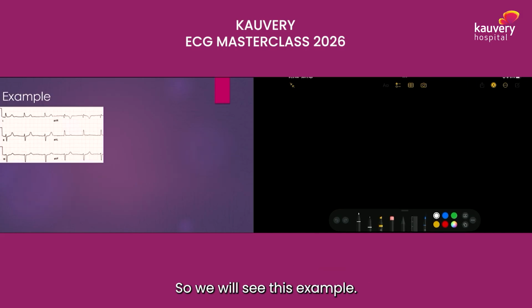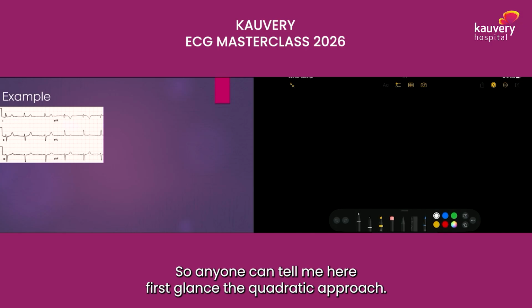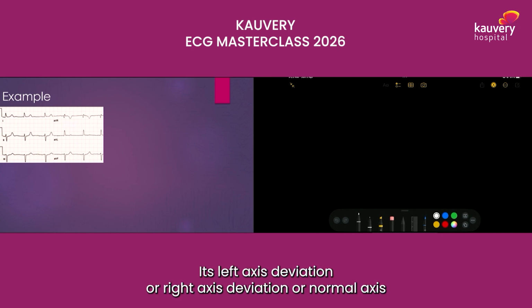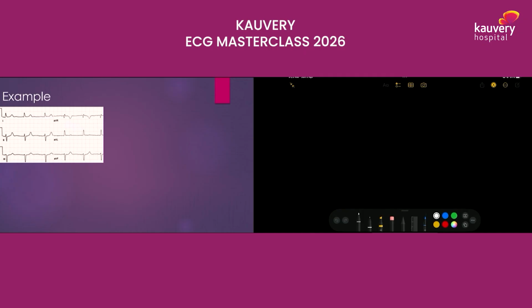So we'll see this example. Can anyone tell me, at first glance with the quadrantic approach, what is the axis? Is it left axis deviation, right axis deviation or normal axis? Louder. How are you telling left axis?